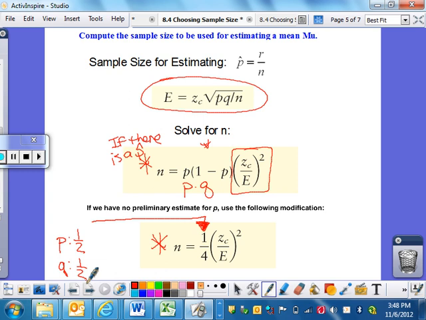Now I'm not going to give you a problem that includes this bottom formula in the notes here. All right? So if you read a problem and there's no p given, and they want you to find your n, or how many samples or trials should we do, you will use a 1/4, and then you would need to find the critical value and your error.